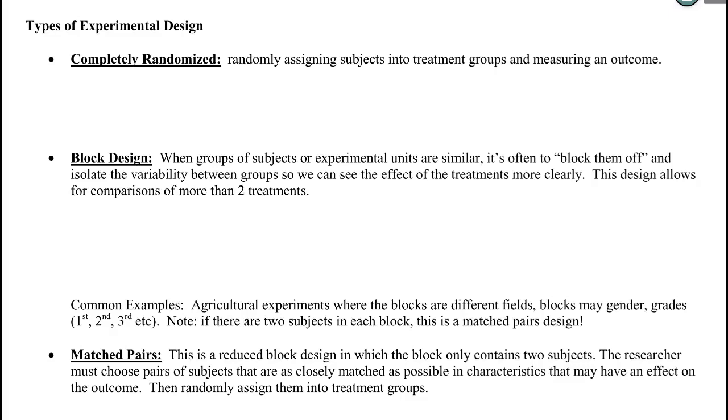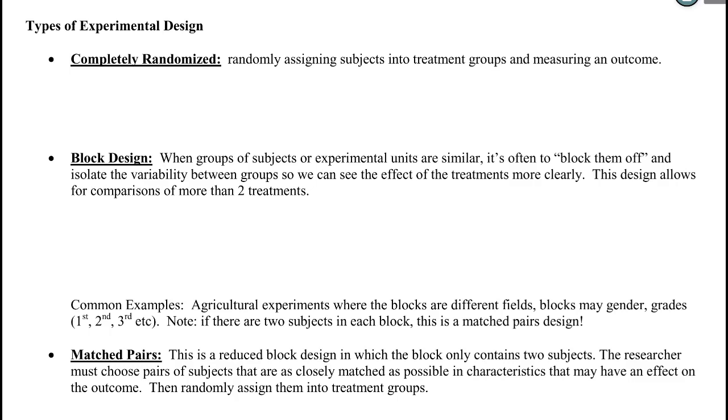Just like there are multiple types of observational designs, there are also multiple types of experimental designs. And here's just a small sampling of those experimental designs. The most common and the simplest is just a completely randomized experiment. In a completely randomized experiment, people are just randomly assigned into the treatment groups, and then we measure our outcome.